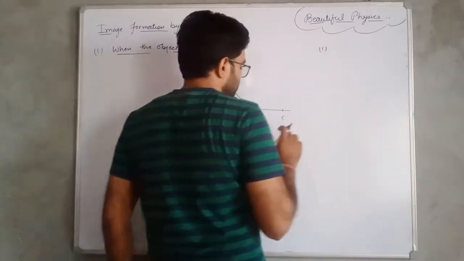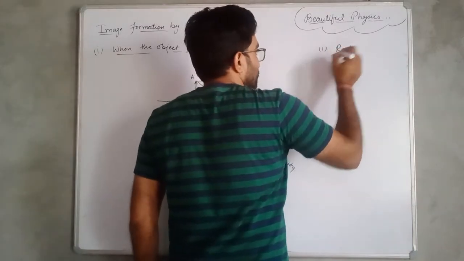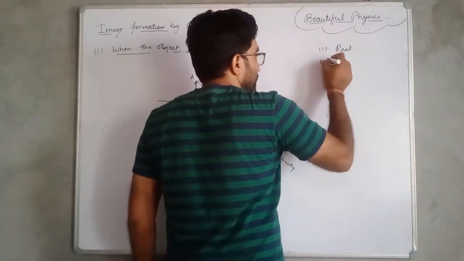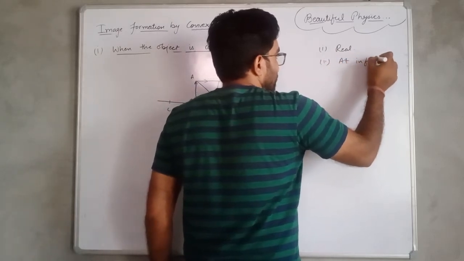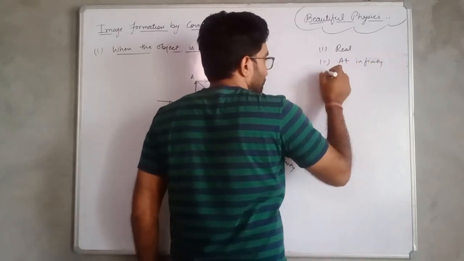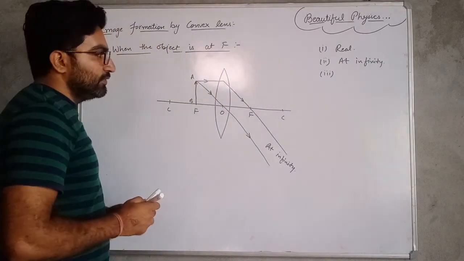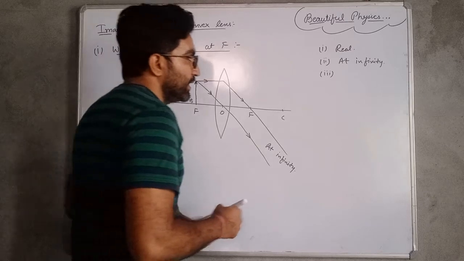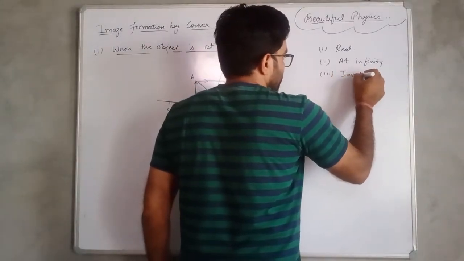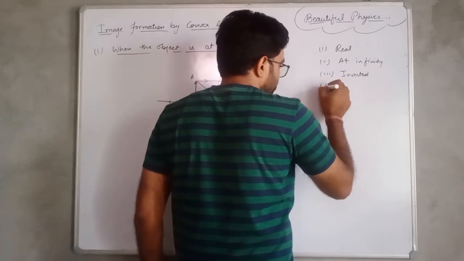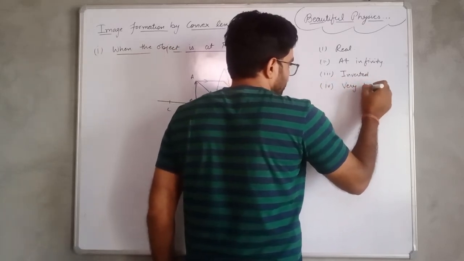First case, the image formed is real. Okay. Second one, it is formed at infinity. Third one, it is again an inverted image that is formed. Inverted image. Fourth one, very enlarged, very large in size.